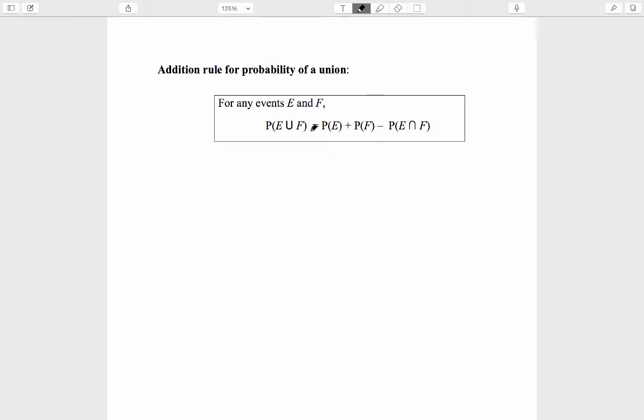I'm writing E and F here, rather than F and L from our example, to emphasize that this is a general rule. It is true for any two events in any experiment, not just in our example. And the reason why is always the same, that you have to subtract off one copy of the intersection of the two events to make sure that it's actually being counted once rather than twice.